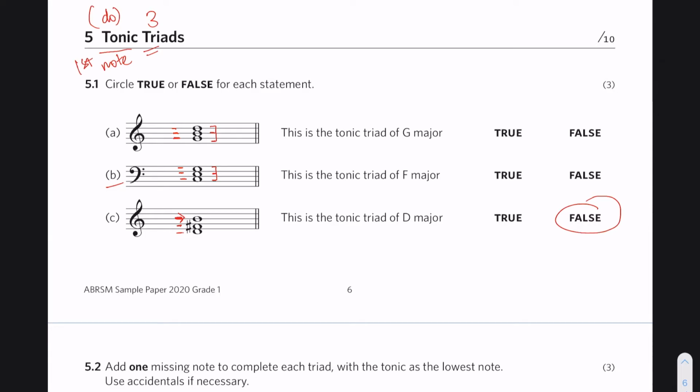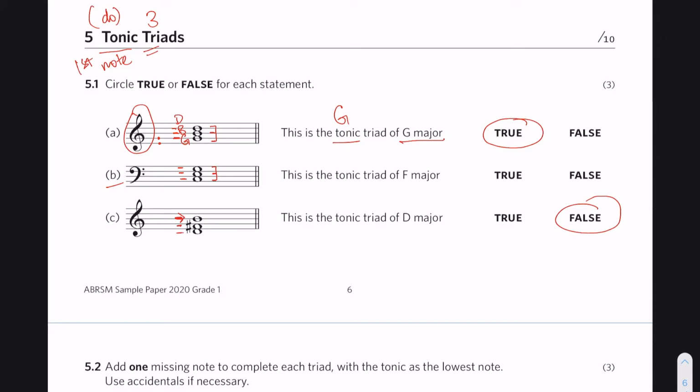Back to question A. The statement is, this is the tonic triad of G major. In G major, the tonic would be do, which is G. All we need to do is to go back to the triad, look at the lowest note and see if it is G. Here we are in treble clef. Very good, we do have G, B, D. This is the tonic triad of G major. So true.